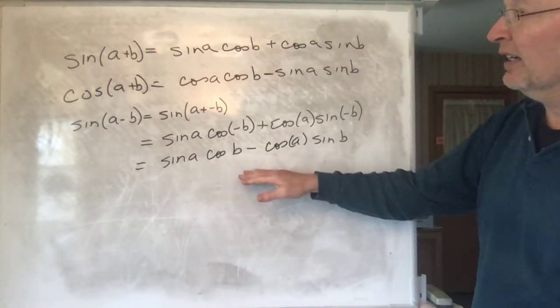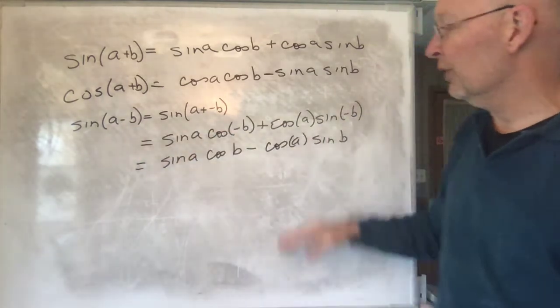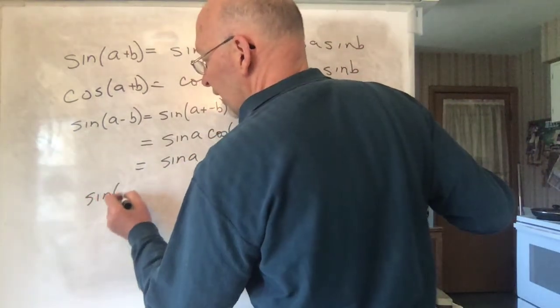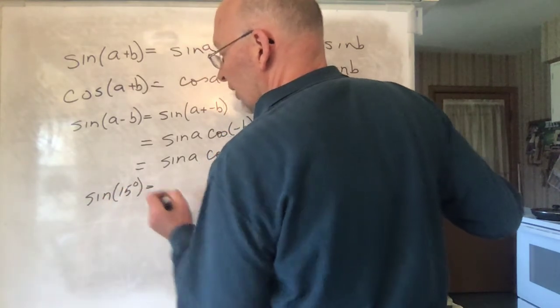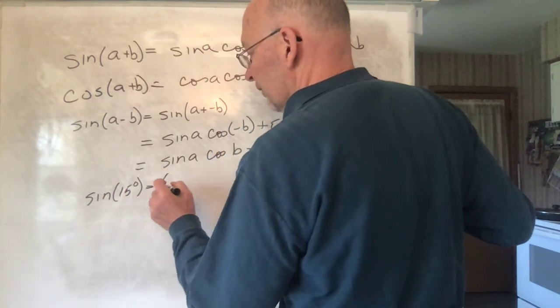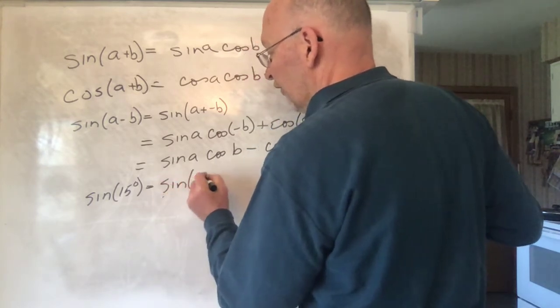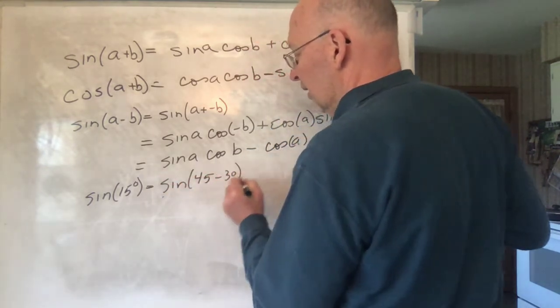So now you have an identity for the sine of the difference between two angles. So for example, using this, if I wanted to, I could find the sine of 15 degrees, because the sine of 15 is the sine of 45 minus 30, and go from there.